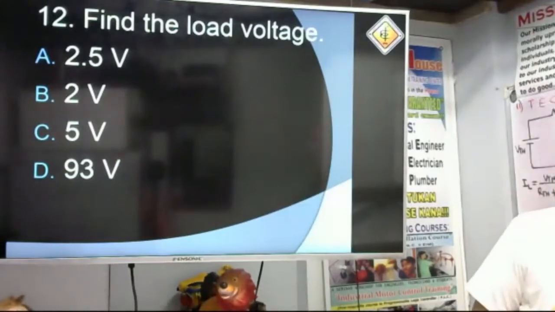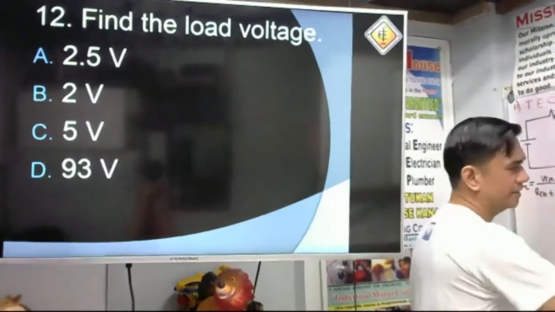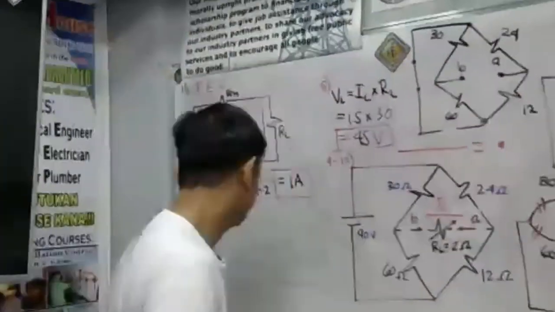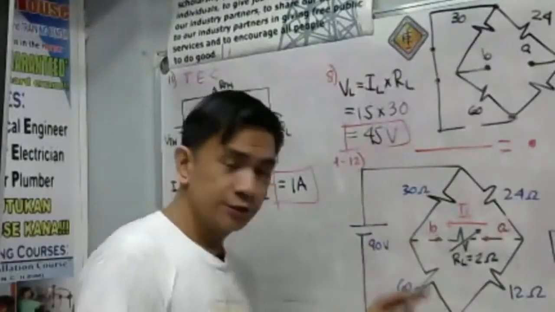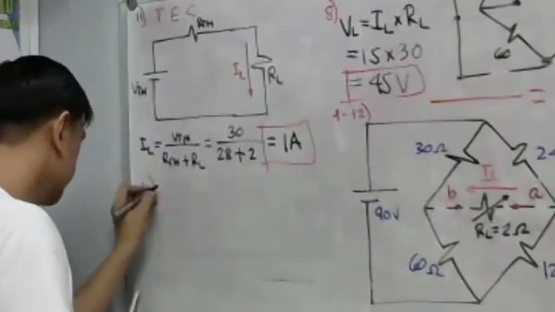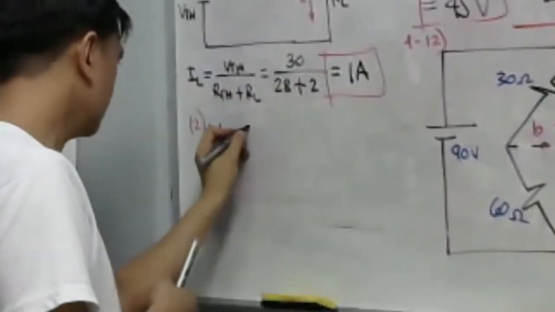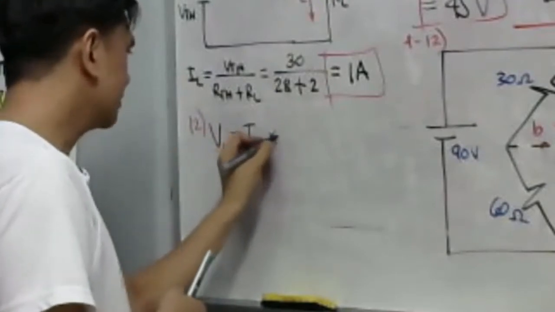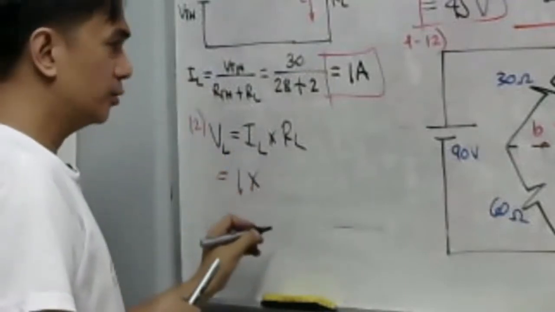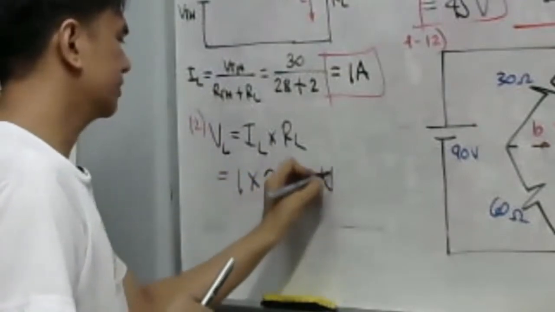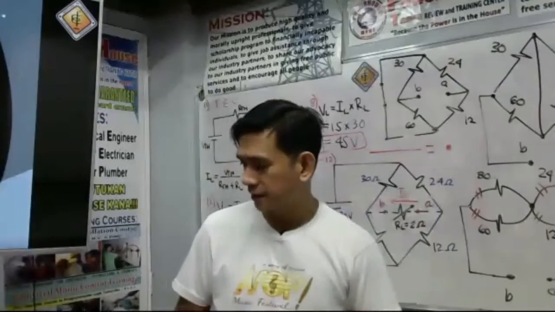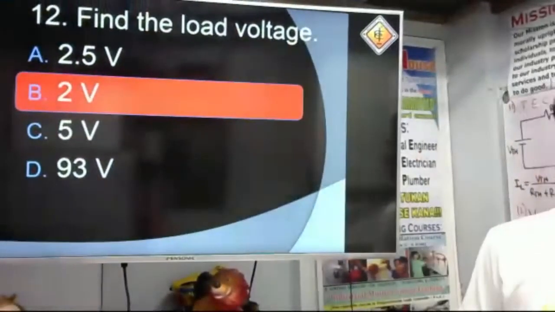What will be our load voltage? It's so easy. We just have to multiply IL. Remember that this is our IL, IL natin to, mga kawerpa. So, the load voltage for number 12, again by Ohm's law, is just simply VL equal to IL multiplied by RL. IL is simply 1 ampere, times the 2 ohms. 1 times 2 is simply 2 volts. That is our final answer, 2 volts. So that will be letter B.